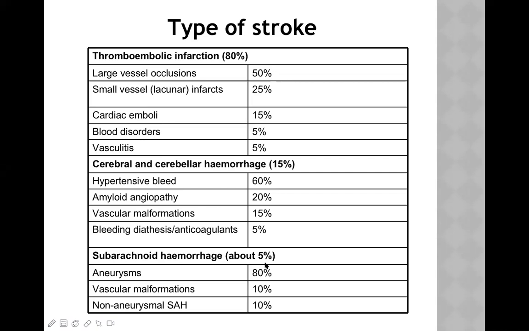The last one is subarachnoid hemorrhage. Less common, it is commonly caused by an aneurysm. This is called a berry aneurysm, almost 80% of the time. Sometimes vascular malformation or AV malformation, and sometimes even non-aneurysmal subarachnoid hemorrhage, which can be directly caused by hypertension. So these are the types of stroke. Let's move on.